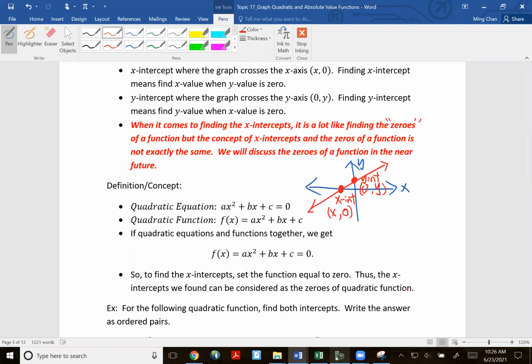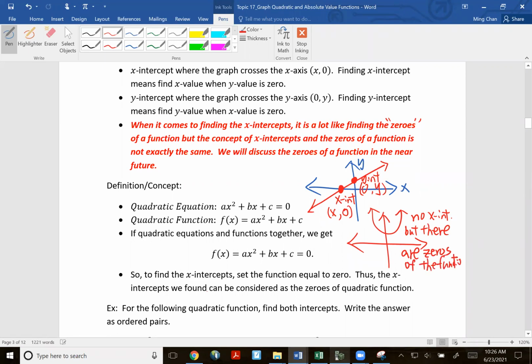If I am able to find an x-intercept, then that x-intercept is also called the zeros of the function. What if I have a parabola that never crosses over the x-axis? If it never crosses over the x-axis, I actually have no x-intercept. So x-intercept is not quite the same as the zeros, because if a function does not cross over the x-axis, you have no x-intercept. But there are zeros of the function.